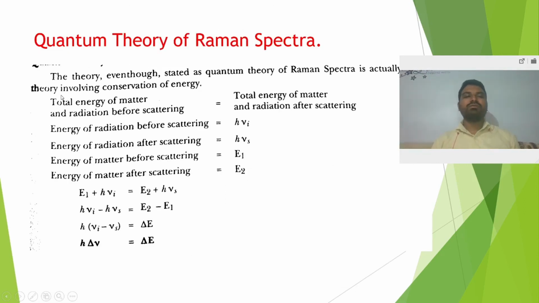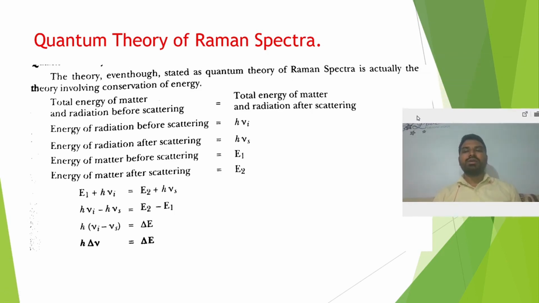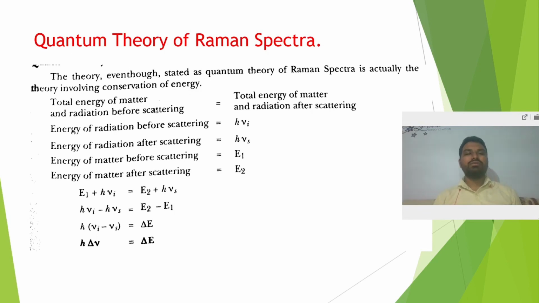This is the quantum theory of Raman spectra. The theory, even though stated as the quantum theory of Raman spectra, is actually the theory involving conservation of energy. This quantum theory of Raman spectra is also known as conservation of energy. Hence, the total energy of matter and radiation before scattering is equal to the total energy of matter and radiation after scattering. Energy of radiation before scattering will be h nu I, and energy of radiation after scattering will be h nu s. Energy of matter before scattering will be E1 and after scattering will be E2. So the equation will be E1 plus h nu I equals E2 plus h nu s.